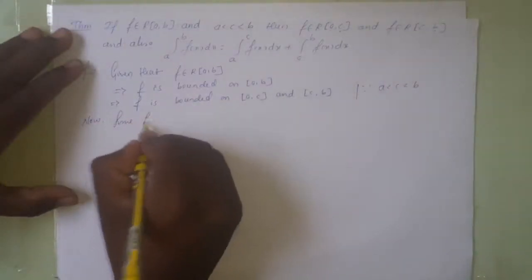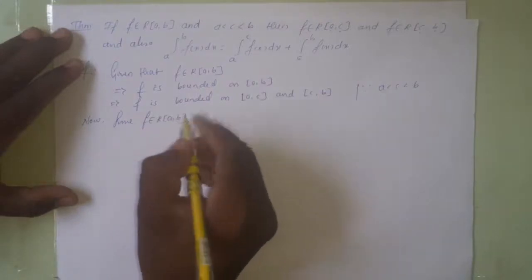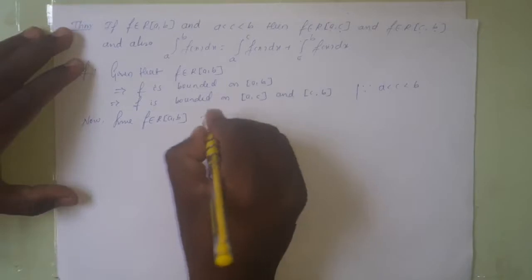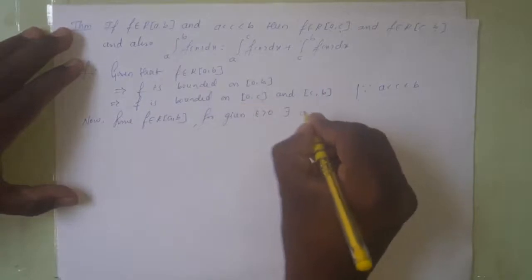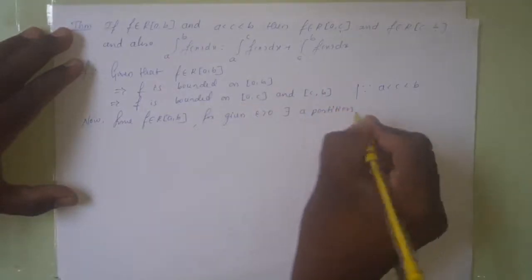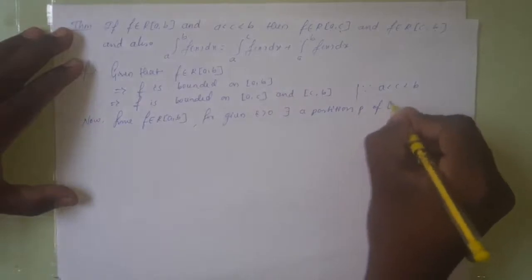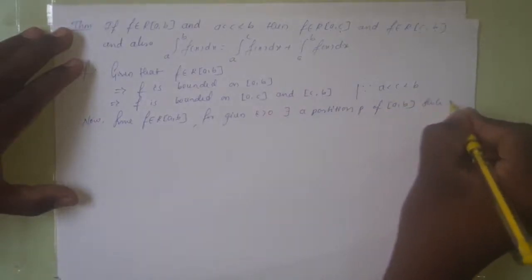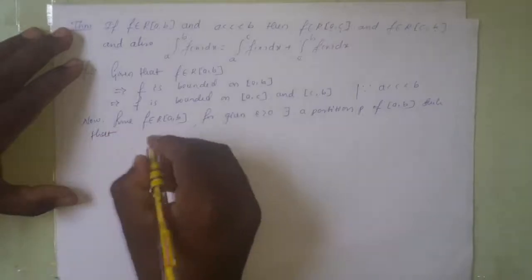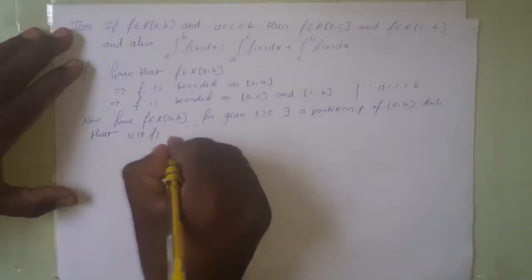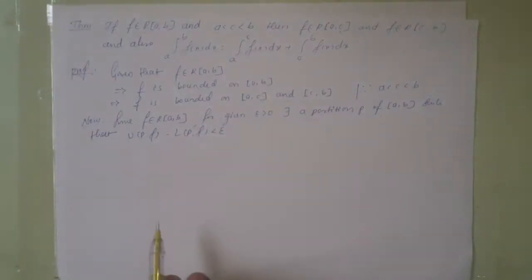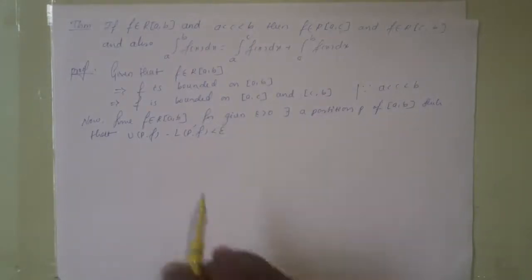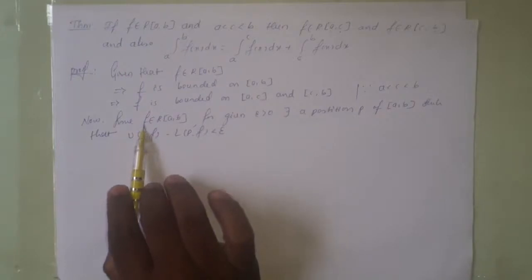Now, since f belongs to R of closed interval [a, b], for a given epsilon greater than 0, there exists a partition P of closed interval [a, b] such that U(P, f) minus L(P, f) is less than epsilon. So here it is the necessary and sufficient condition for a function f to be Riemann integrable. Here it is given that f is already a Riemann integrable function.